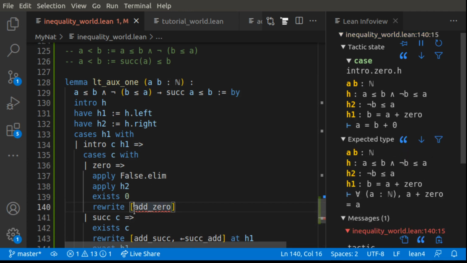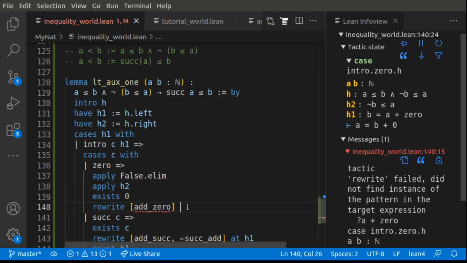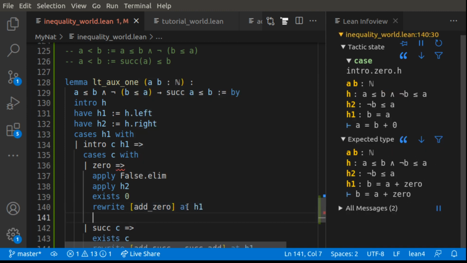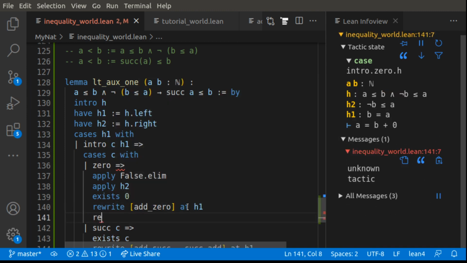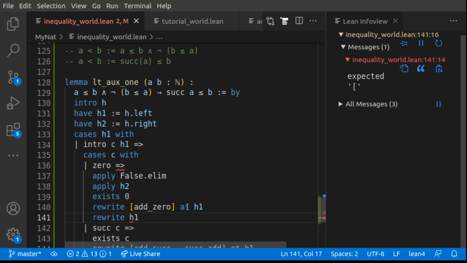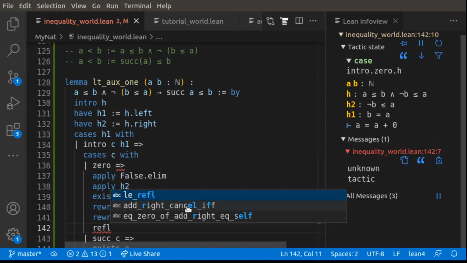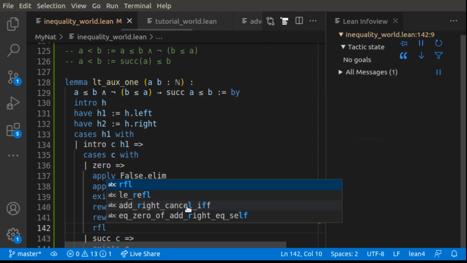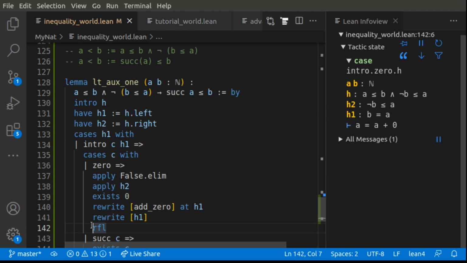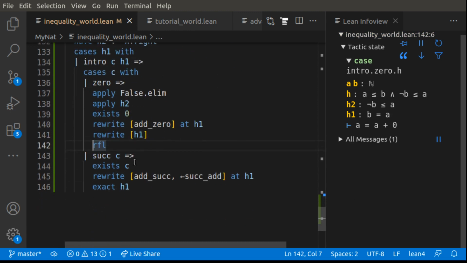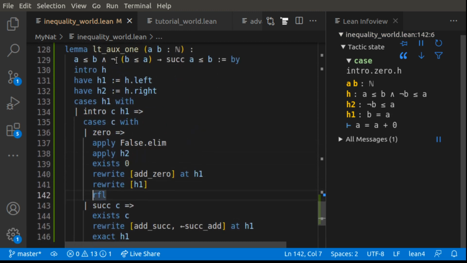Let's see. Let's do this at h1. Rewrite h1. Refl. Cool. Because a equals a plus 0. And that solves our case for less than auxiliary 1.